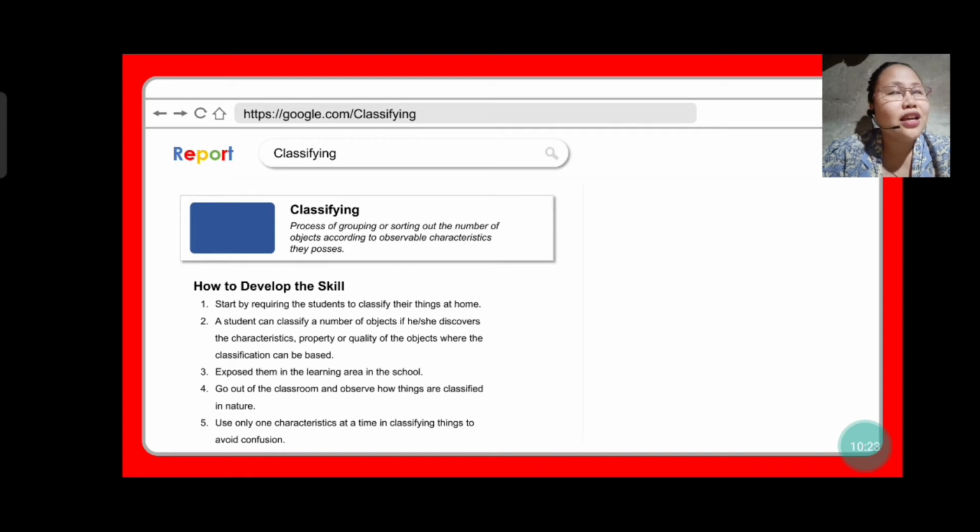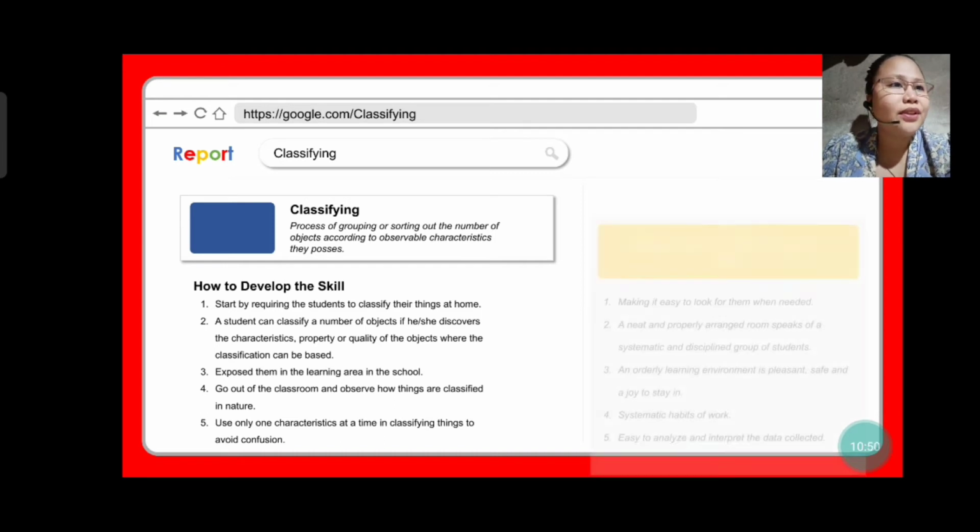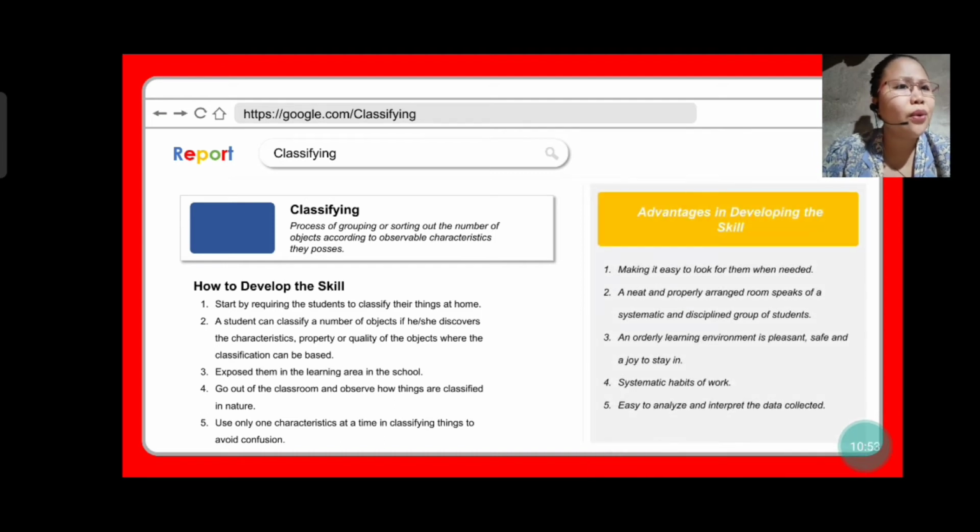If you want the students to collect, for example, different kinds of leaves, you want to collect them by color or by shape. If you want them to collect by shape, they will be collecting only the shape. So they will not be confused, since this is a basic science process, as I have said, usually used with elementary students. So what are the advantages in developing the skill?